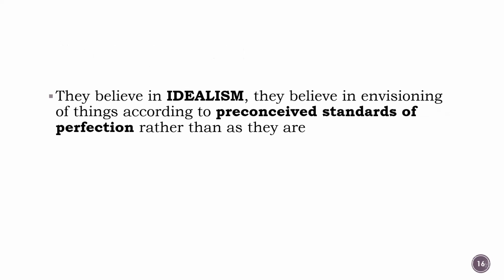Next, they believe in idealism. They are idealistic people. They believe in envisioning things according to preconceived standards of perfection rather than as they are. Envisioning means looking into the future or dreaming of the future. So they have a particular standard, a particular ideal which they have to follow. In the future also, they wish they should follow this, and they wish that others also would follow that. So that is idealism.